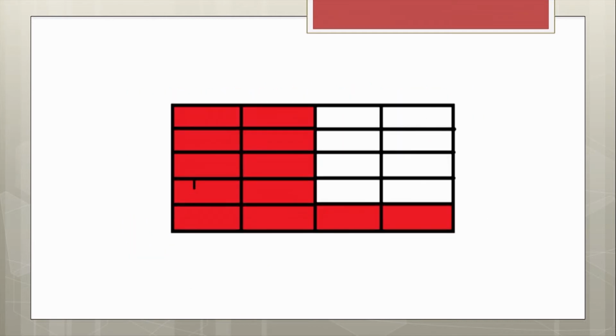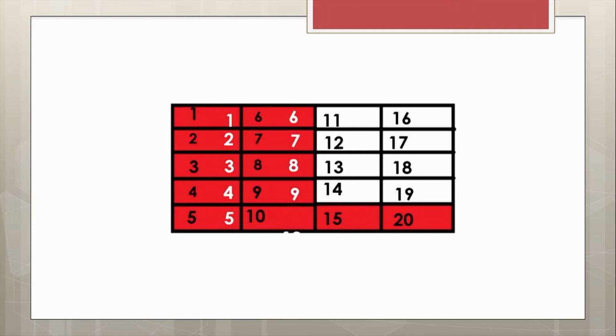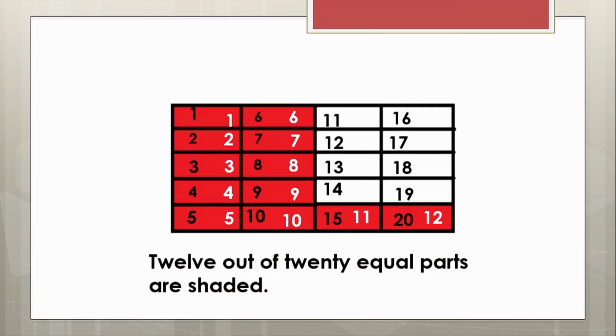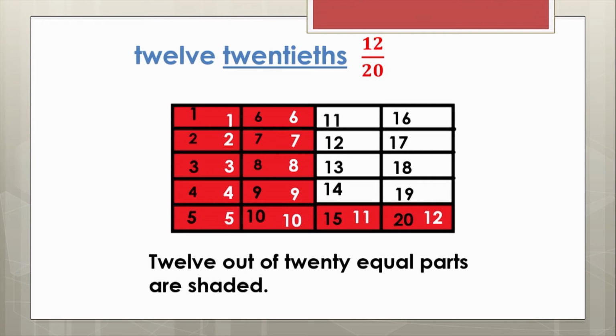All right, let's see. 1 2 3 4 5 6 7 8 9 10 11 12 13 14 15 16 17 18 19 20. All right, and how many pieces did she give away? Let's count. 1 2 3 4 5 6 7 8 9 10 11 12. So she gave away 12 out of 20 pieces. Okay, 12 out of 20 equal parts. So this is just a drawing to represent what she shared. So 12 20ths. And you have to pay close attention to the spelling of 20ths, because you see what we did. We changed the Y to I, E, and then we add the TH, and S makes it plural.